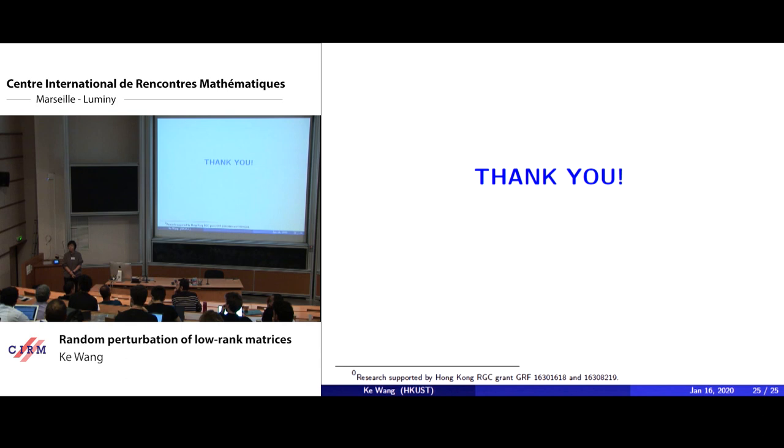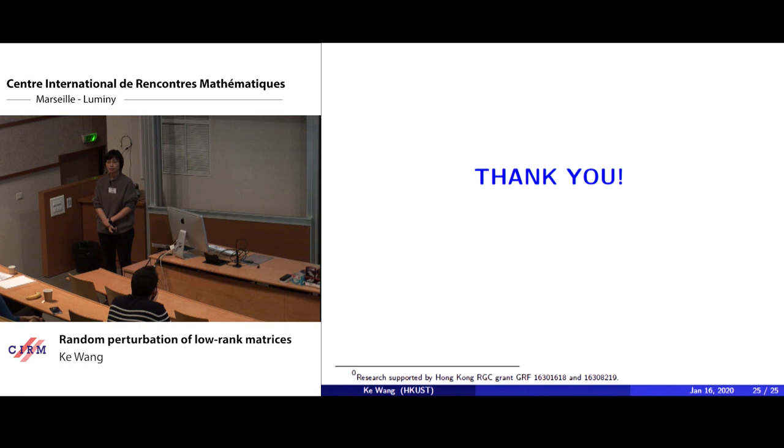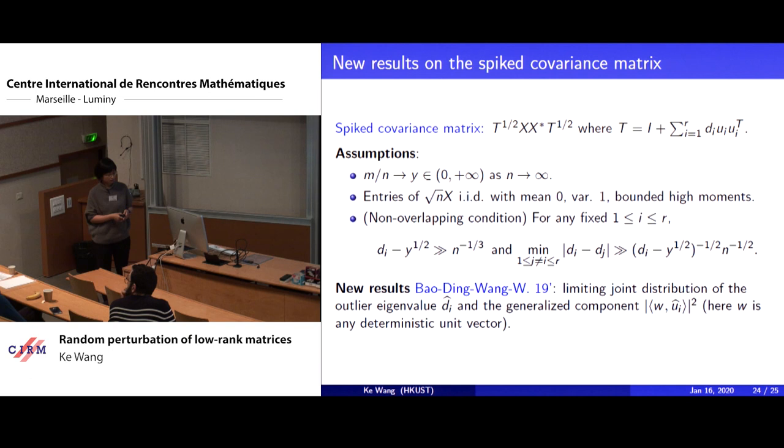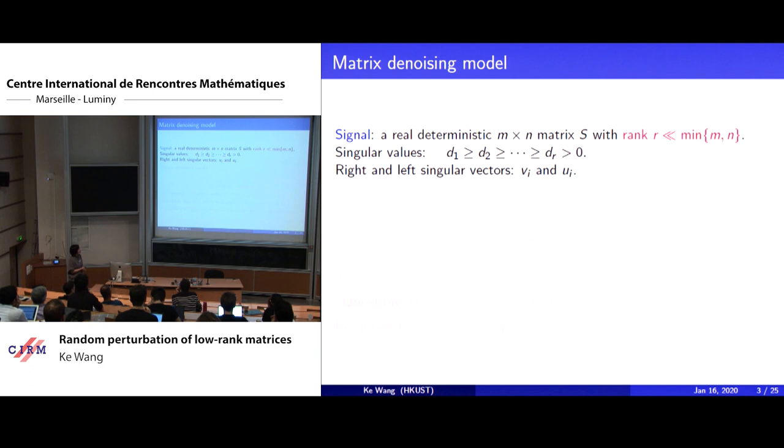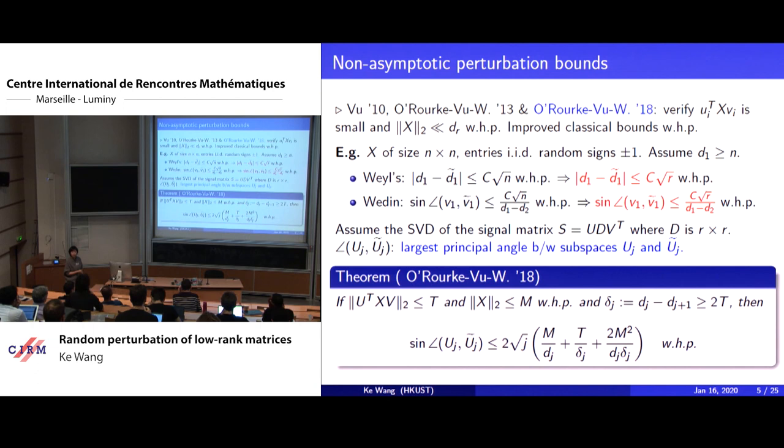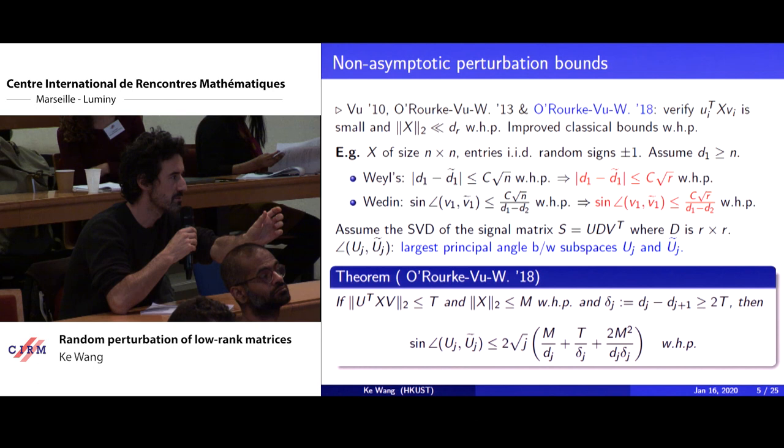Any questions? I have a question on the first part of your talk. Do you also have a general result which is true when you have eigenspaces of dimension more than one, when you have multiple eigenvalues? In the non-asymptotic part, the outlier spectrum is simple, if I understood correctly.